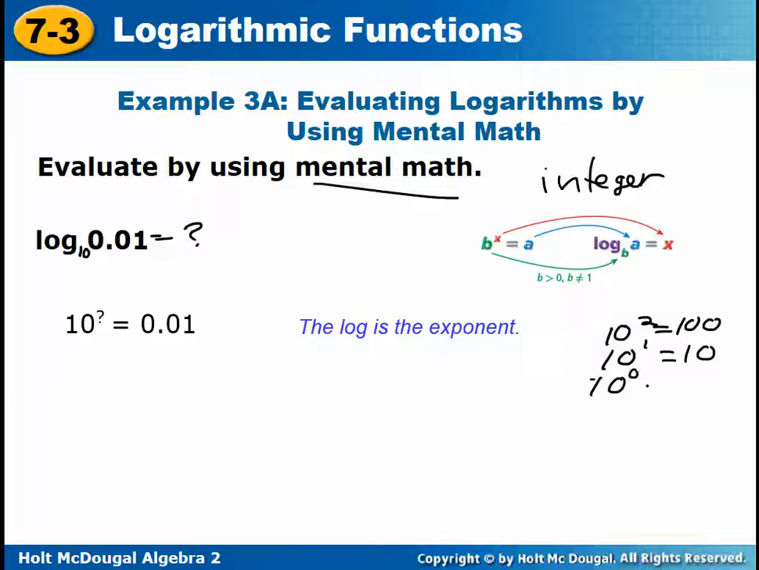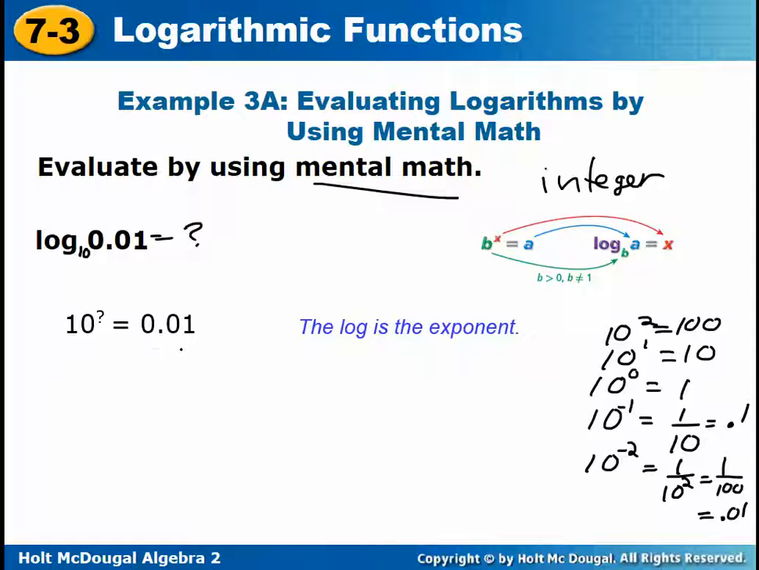10 to the 0 power is 1. What about 10 to the negative 1? A negative exponent tells us to drop that down and make it into a fraction. So that would be 1/10, which is the same as 0.1. 10 to the negative 2 would be 1 over 10 squared, which is the same as 1 over 100, which is the same as 0.01, which is what we're looking for here.